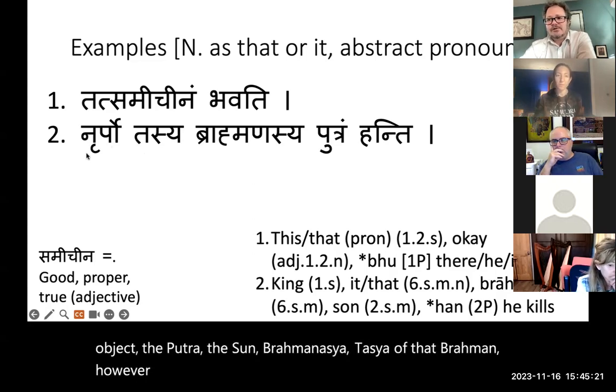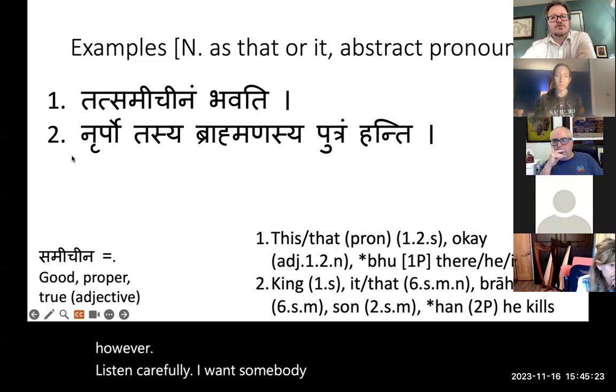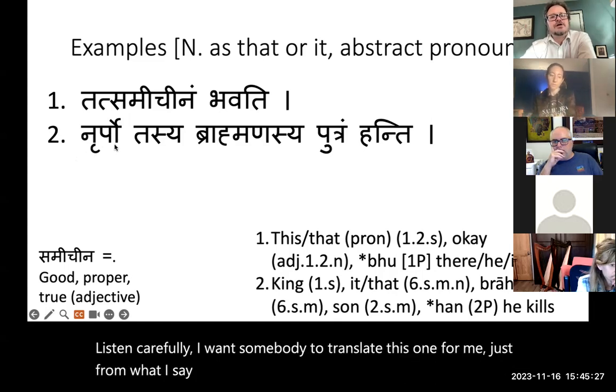However, listen carefully. I want somebody to translate this one for me, just from what I say. Nripo tasya putram hunti.